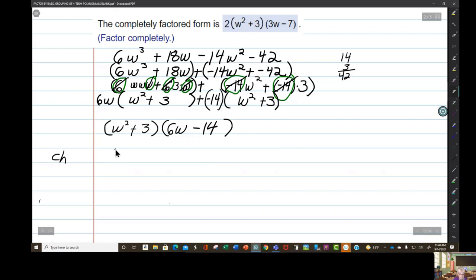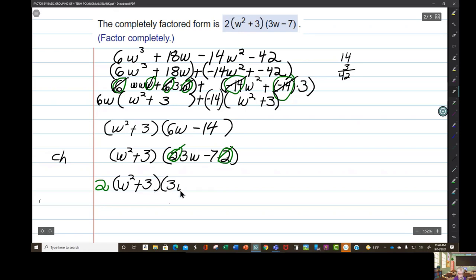So now I have to do it right. W squared plus 3, okay, times 2 times 3 times W minus 7 times 2. There's a 2 in both of these. What am I going to do with it? I am going to write the 2 out front and then mark through these. And I will be left with W squared plus 3 times 3W minus 7. Now that's a good thing.